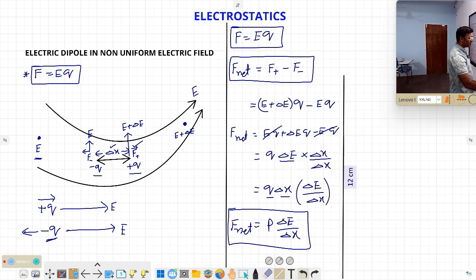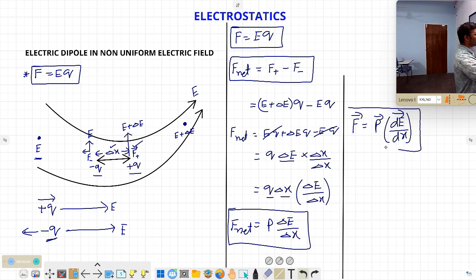That expression I can write in a shorter way as F equal to dipole moment P into delta E by delta x, that is dE by dx, in terms of a differential. This is the expression for force acting on the dipole in a variable electric field, where the electric field is changing with respect to x. So force equals dipole moment into the rate of change of electric field with respect to distance. This is the concept of force acting on the dipole in a non-uniform electric field. Keep it in mind.